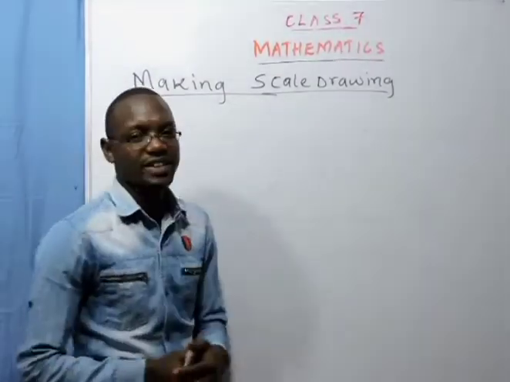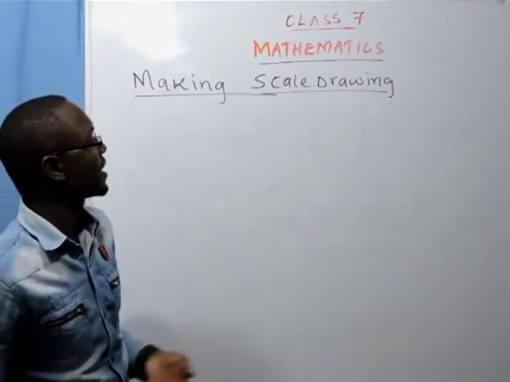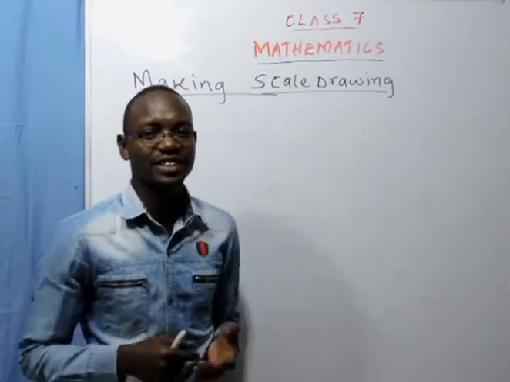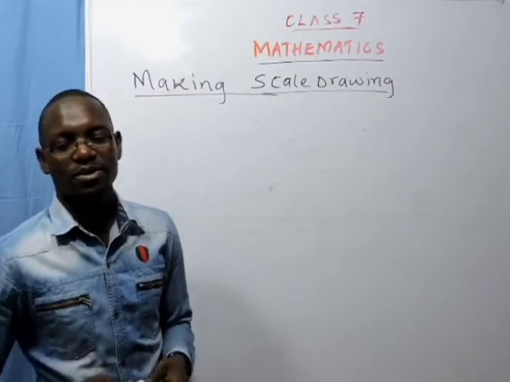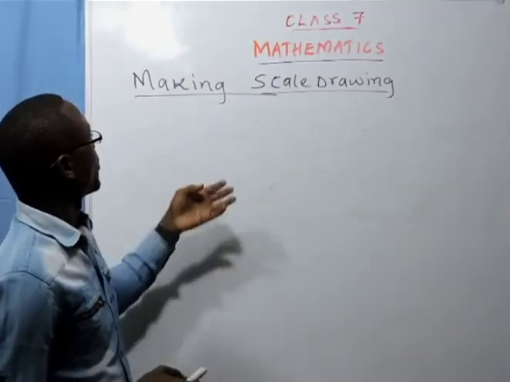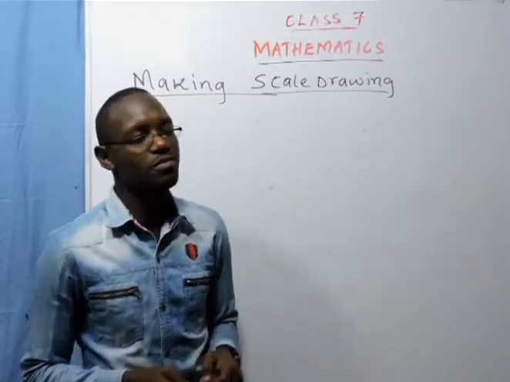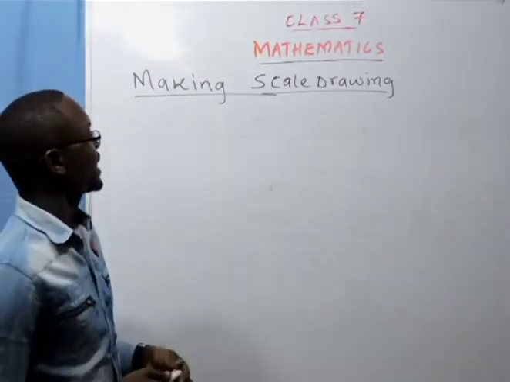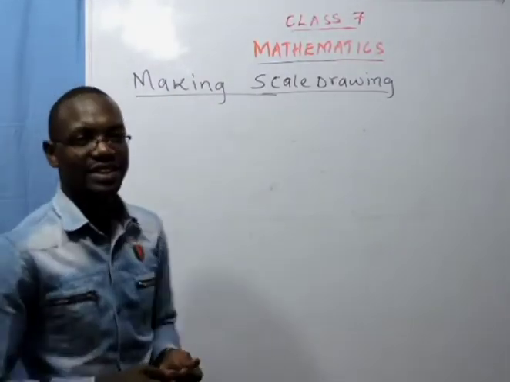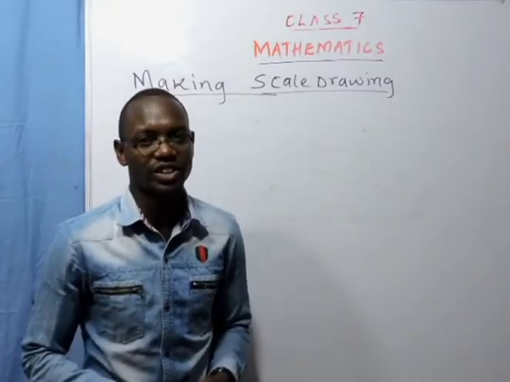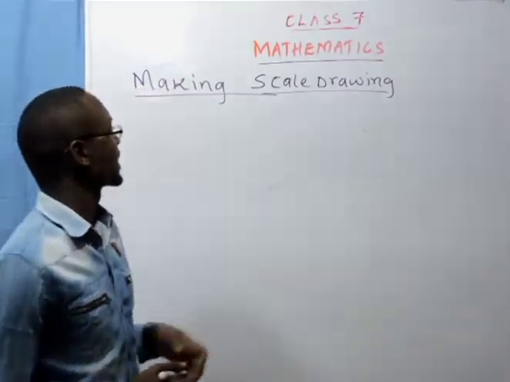We are on the topic scale drawing. We said that scale is a representation of the actual distance to the distance on a map or on a piece of paper. So we looked at scale in linear and in statement and in a ratio form. And today I want us to look at scale drawing, how to make scale drawing, or how to work out questions involving making scale drawing.